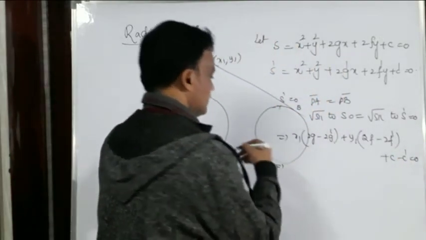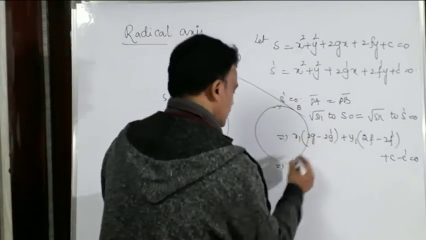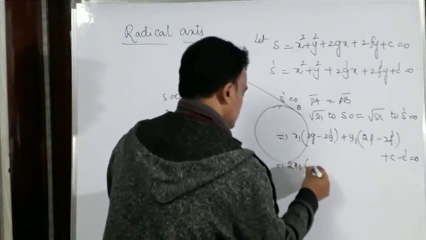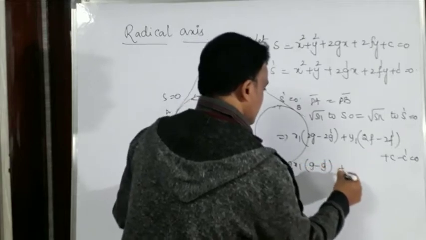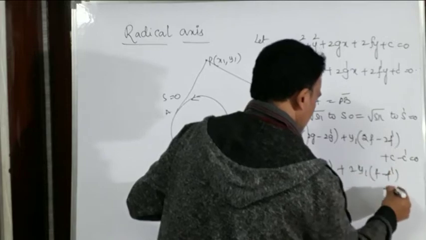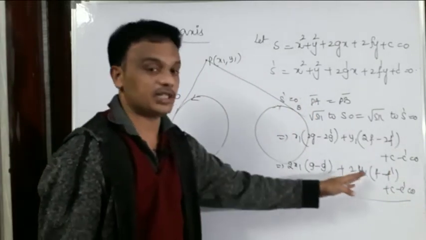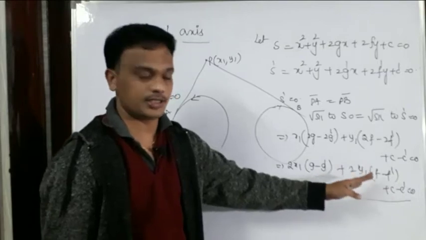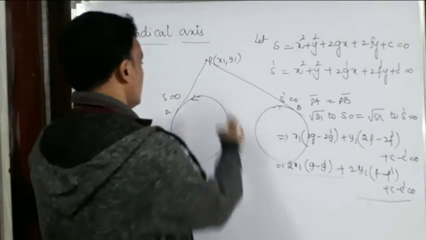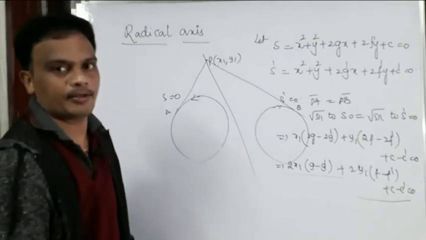So completely we can get 2x1 into g minus g dash, plus 2y1 into f minus f dash, plus c minus c dash equals 0. What can you say? This is a first degree equation, which means the locus you are going to get is a line like this, right or not?